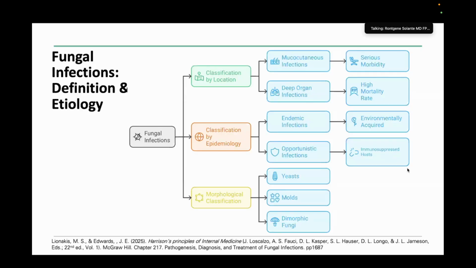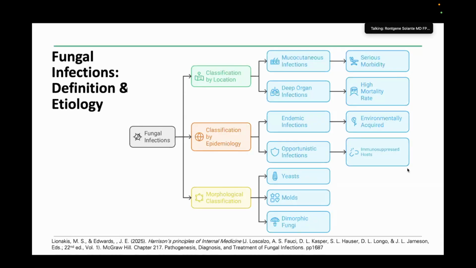The other group in terms of location is the deep organ infections. This is the type of fungal infection that can really affect mostly vital organs. And as you will see later on in my topics with the different invasive fungal infections, some of them are life-threatening and carry a very high rate of mortality, and most of the population affected here are the immunocompromised hosts.